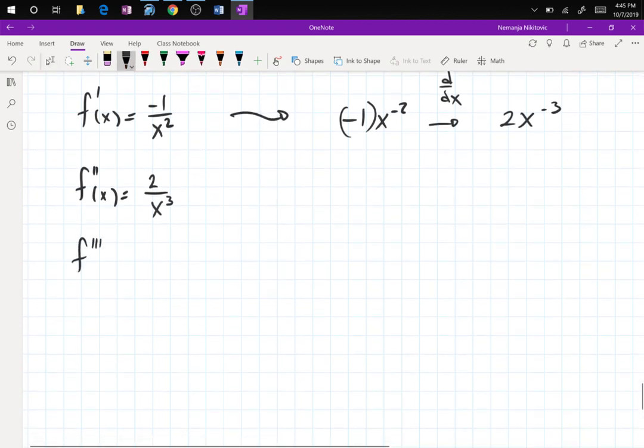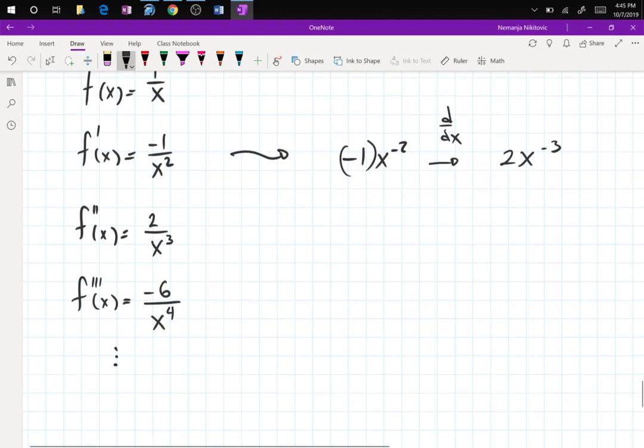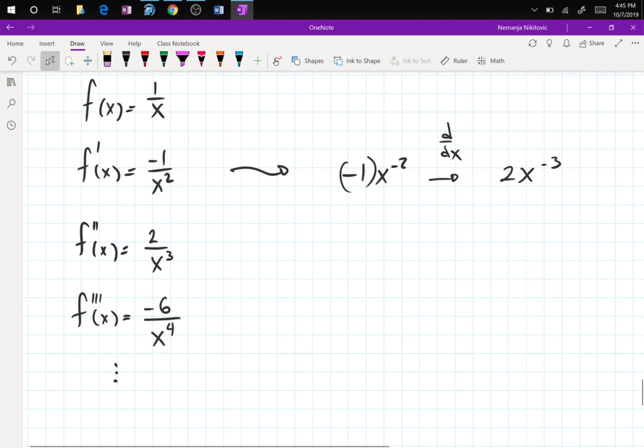Third derivative is going to be negative 6 over x to the 4th. And going down forever, you see that from 1 over x, right? So x squared, x cubed, x to the 4th. So the more derivatives you take, the more the powers grow in the negative sense, right?